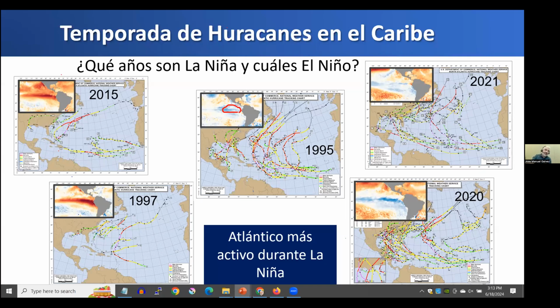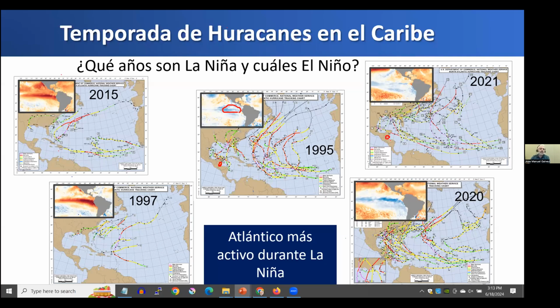That being said, not all La Niñas produce an extremely active season. If you are in Belize, for those who don't know, Belize is this country in Central America. If you're in Belize in 1995, nothing happened really. And then if you're in Belize in 2001, nothing happened.